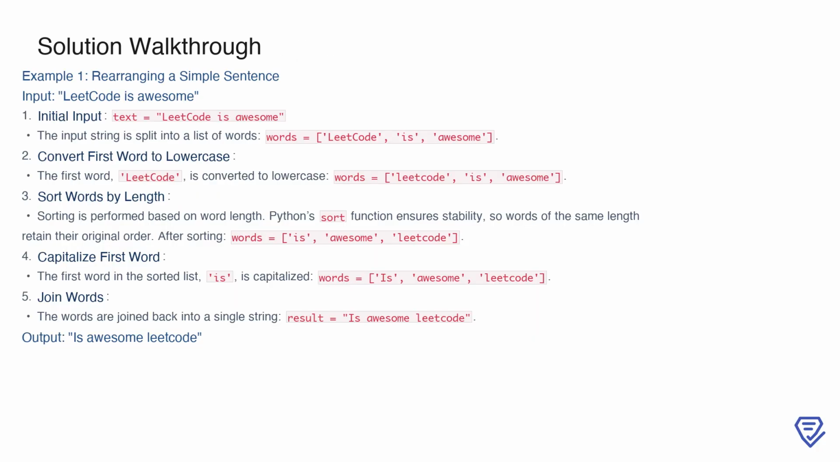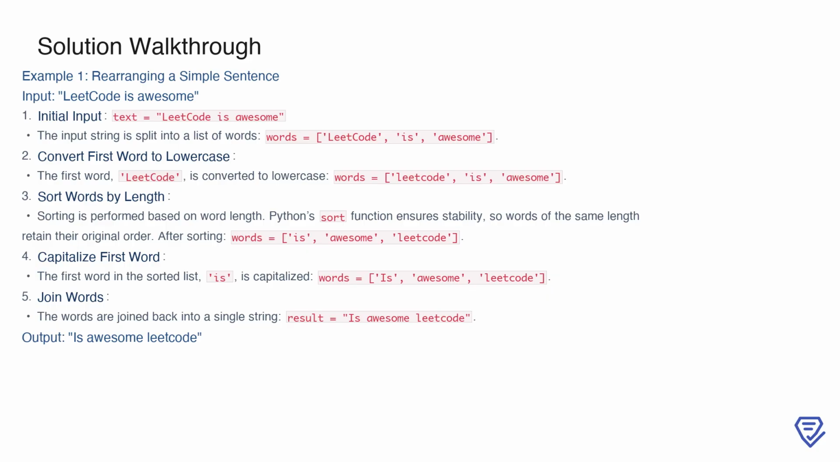Let's walk through the first example, where the input sentence is "Leetcode is awesome". We start by splitting the text into a list of words. This gives us the list: Leetcode, is, awesome. Next, we convert the first word, Leetcode, to lowercase, resulting in: leetcode, is, awesome.